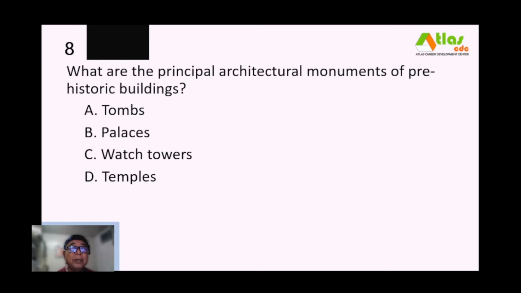Number 8. What are the principal architectural monuments of prehistoric buildings? A. Tombs, B. Palaces, C. Watchtowers, and D. Temples.